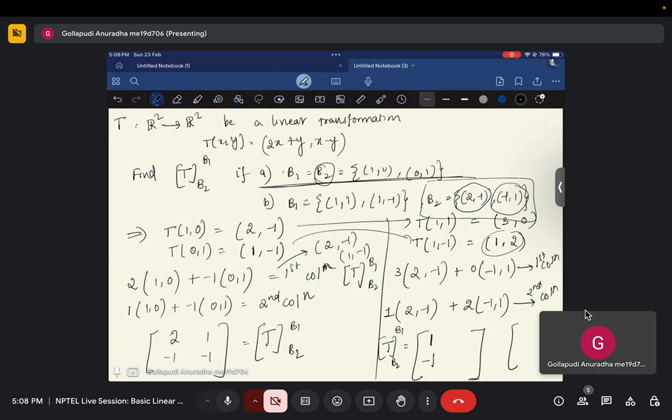So my claim is, I think we have to write (3, 0) as a linear combination of (2, -1) and (-1, 1). Similarly, (1, 2) as a linear combination of (2, -1) and (-1, 1). That is what I think. So what is the final answer you are saying? Just give me 1 minute, I'll finish it.